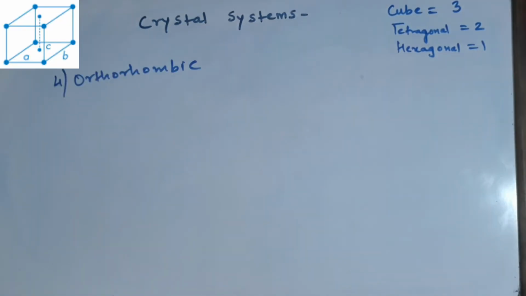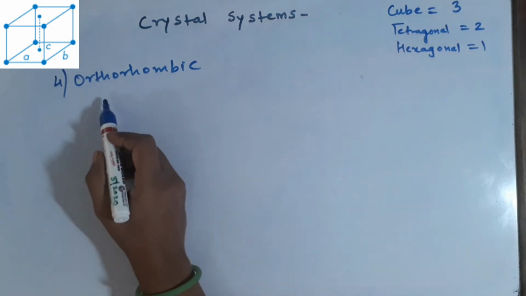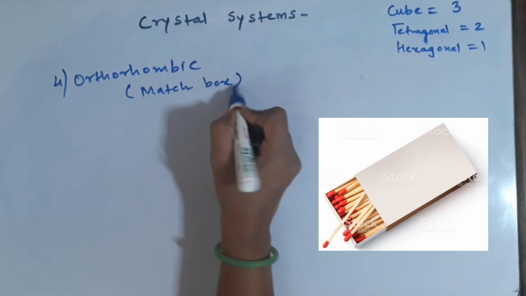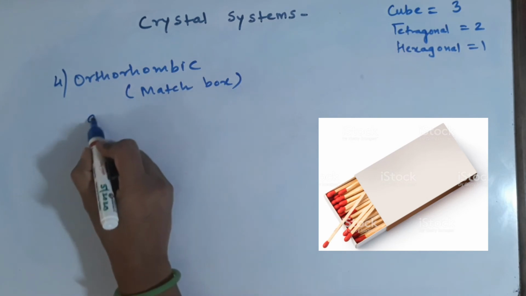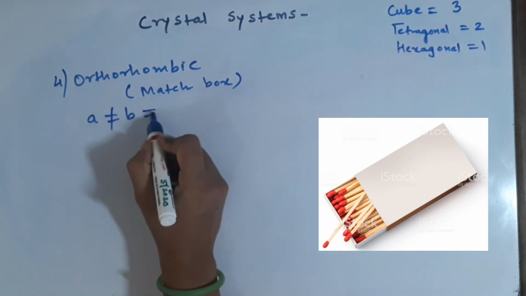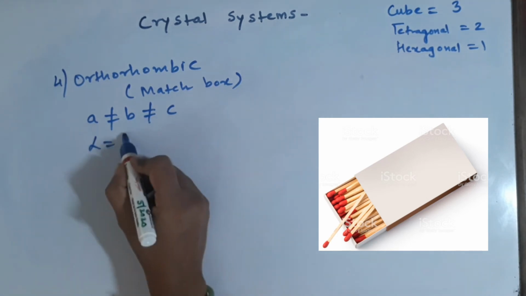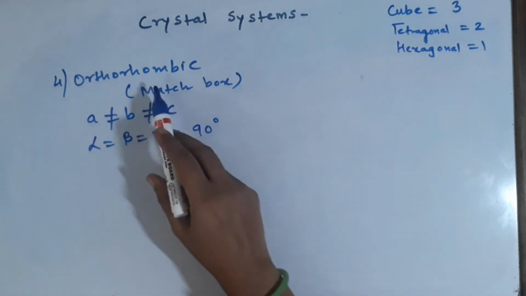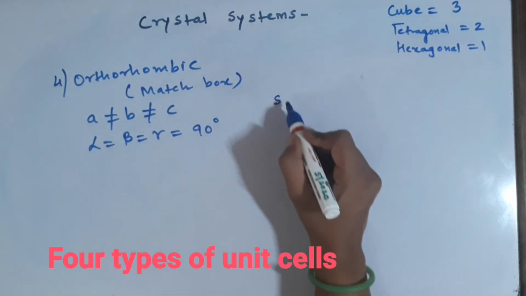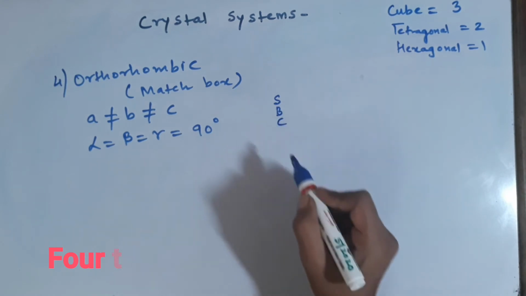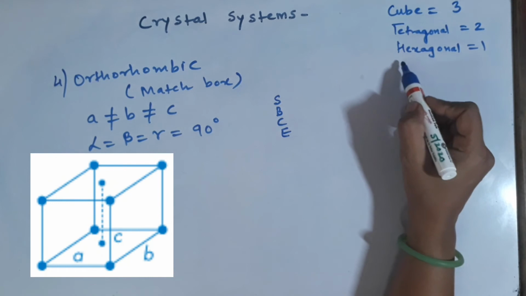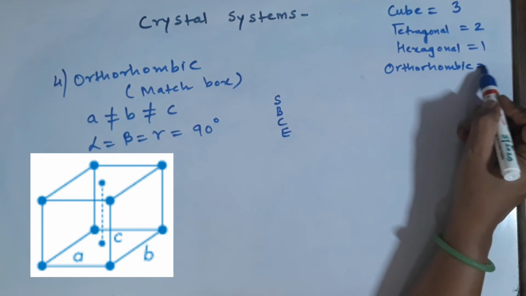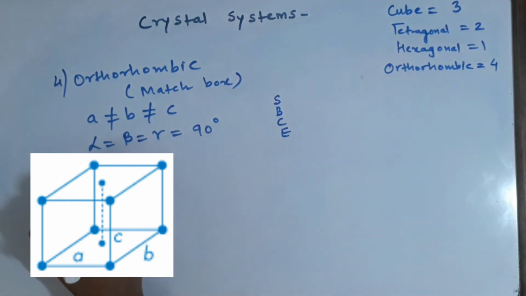The fourth type of unit system is orthorhombic unit system. It looks like a matchbox. So as we know, in a matchbox, all the 3 sides are not same. A is not equal to B, is not equal to C, but the angles are all 90 degrees. In this type of system, we will have 4 types of unit cells: simple, body-centered, face-centered and end-centered. So orthorhombic system has got 4 types of unit cells.